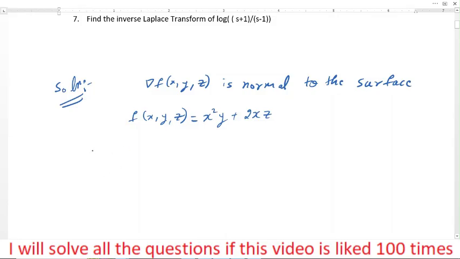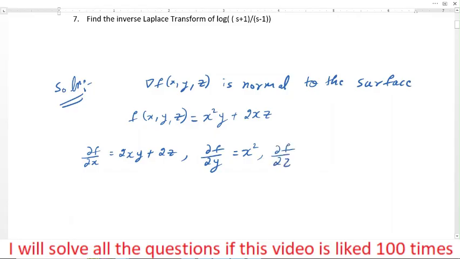partial derivatives. So we'll take dou f upon dou x, differentiate with respect to x this function x square y plus 2xz. So here we can see, students, that only x is our variable, y and z are constant. Therefore here we get 2xy plus 2z, and we differentiate f with respect to y. Only y we are going to differentiate. x and z are constant, so this will become 0.